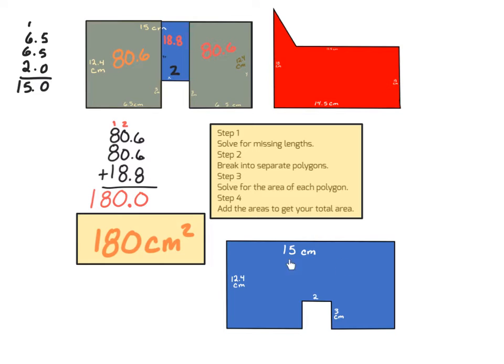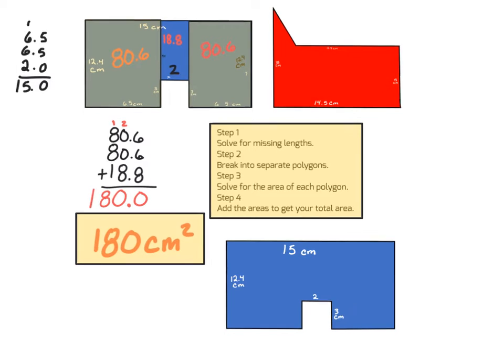Alrighty, so I've recreated this polygon right here, and as you see, the top length is 15 centimeters, just like I have here. The side here is 12.4 centimeters, just like I have over here. This was 3 centimeters high, just like we have here, and we already solved for this as 2 centimeters long, so that's 2 centimeters long.